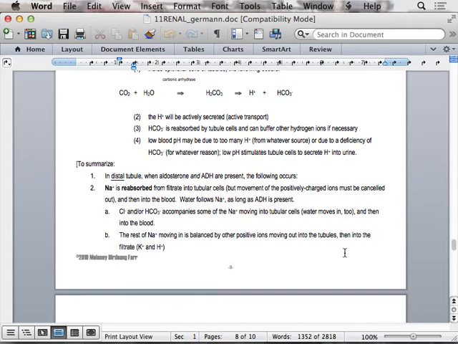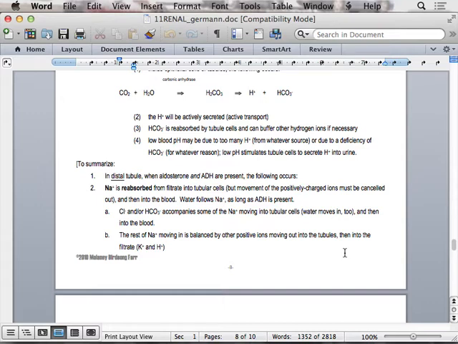Potassium, how much? 90% under any hormonal regulation? Nope. And water, how much? 65% any hormonal regulation? No. Okay. So that's PCT reabsorption. Okay. DCT reabsorption. Glucose, probably already did it. Don't have to worry about DCT reabsorption of glucose.